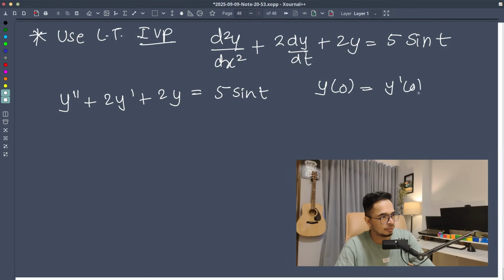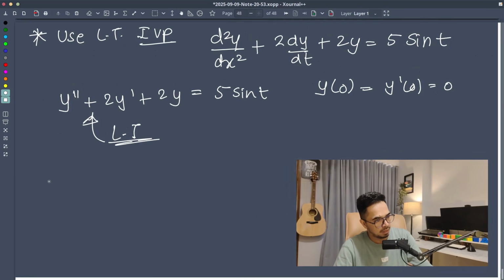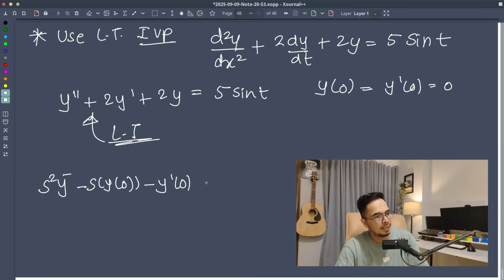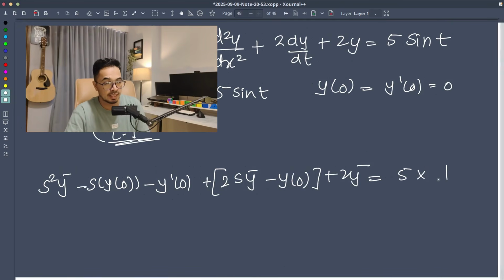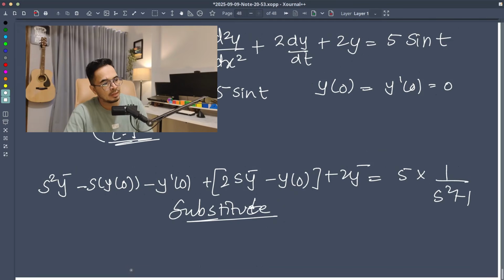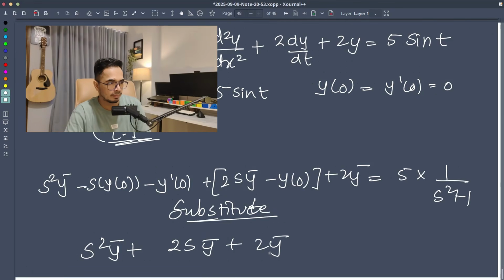We'll apply the Laplace transform to individual terms. The first one we'll write down as s square y bar minus s y0 minus y dash 0 plus 2 s y bar minus y0 plus 2 y bar is equal to 5 into 1 upon s square plus 1. Obviously sine t, alpha is 1, so we can write it this way. And now we can substitute the initial conditions. This is a good time to do that. So when I substitute all the initial conditions, this is what I should get: s square y bar plus 2s y bar plus 2y bar is equal to 5 divided by s square plus 1, right?